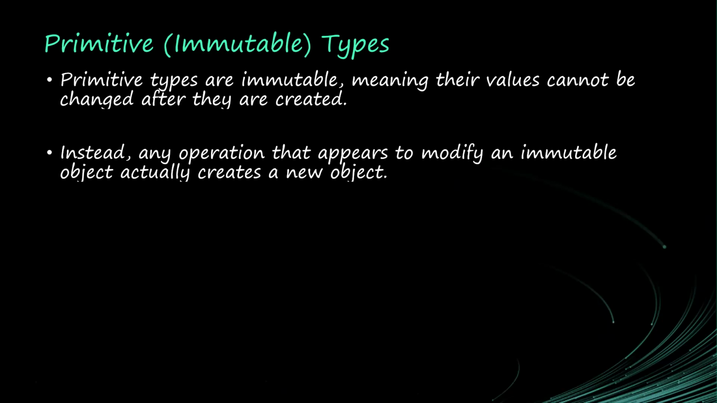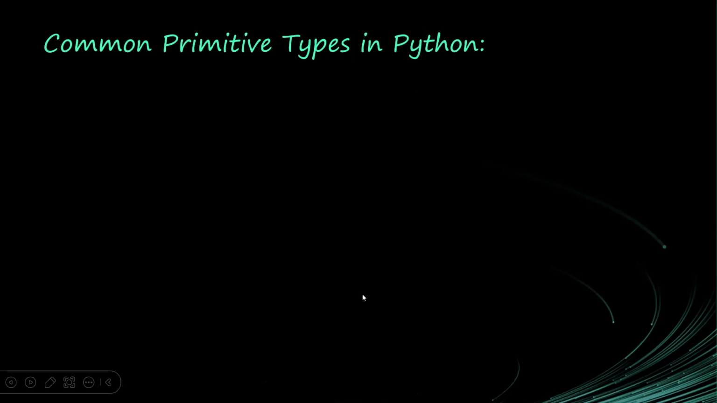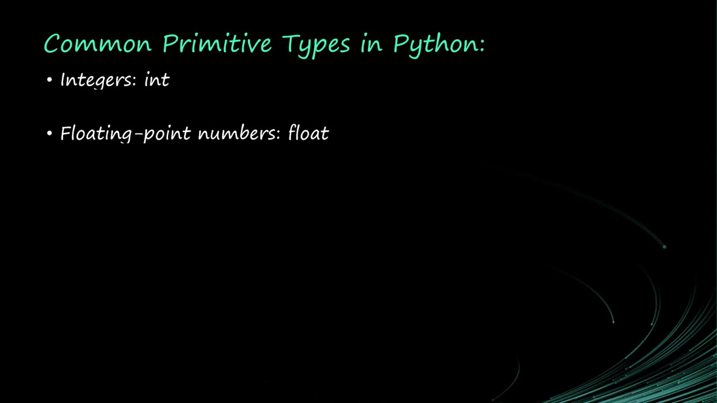That is why when you're working with these data types, you should be very careful, because as you're reassigning and modifying those variables, new ones are being created, and the old ones are in memory, and they are actually making your memory full. So what are the common primitive types that we have in Python? Integers are primitive types. Floating points are primitive types. Booleans are primitive types. Strings are primitive types. Tuples are primitive types. So whenever you create any of these data types and you try to reassign them, Python is creating a new object altogether.